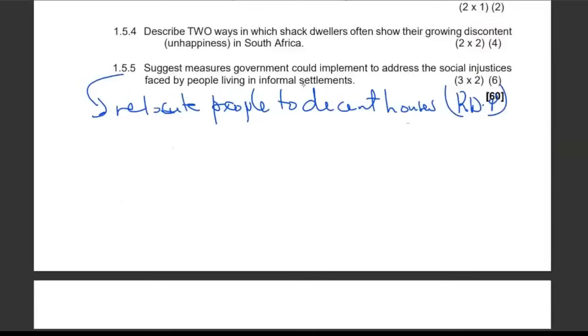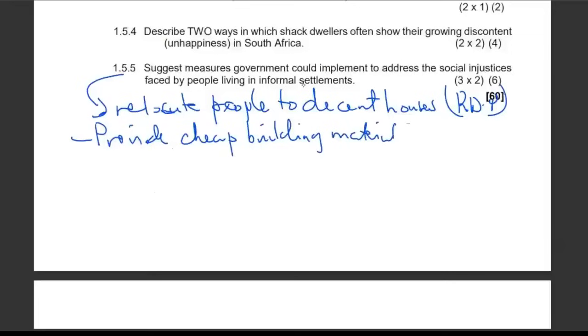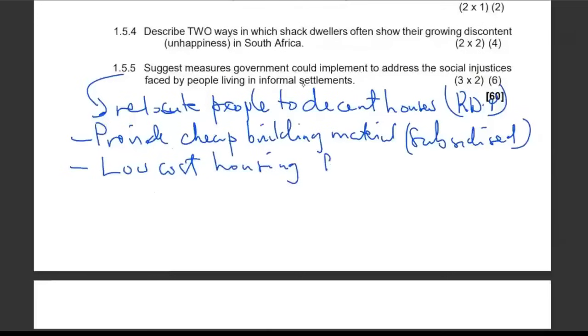And also what can be done? Provide cheap building material. Or we can say the government must provide subsidized building material to the people so that they can be able to do their own construction of decent houses and be able to stay formally. We can also talk of low-cost houses. The government must try to engage in low-cost housing, e.g. through the RDP. Government must try to establish housing units which are low-costing.